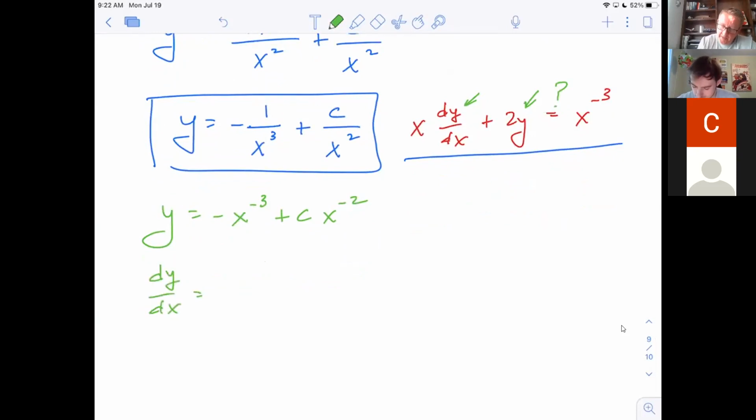Take -3, multiply it down front, becomes +3, and then subtract 1 from that. Make sure you don't get -2. That'd be an easy dumb mistake to make. Also, we're doing integrals and derivatives back and forth all the time, so it's easy to mix up whether I am taking a derivative or an integral. But a derivative is multiply the coefficient or the exponent down front and then subtract 1 from it.